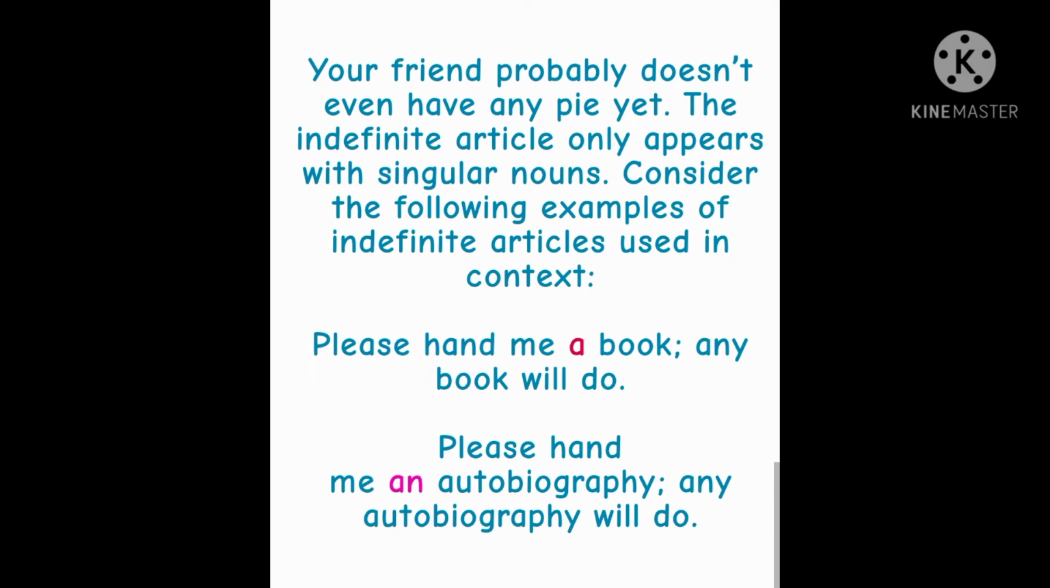Consider the following examples of indefinite articles used in context. Please hand me a book. Any book will do. Please hand me an autobiography. Any autobiography will do. So in these sentences, we are not referring to a definite book. We are not referring to a definite autobiography. Hence, we are using the indefinite article a and an. Now we will look into where to place a and where to place an.